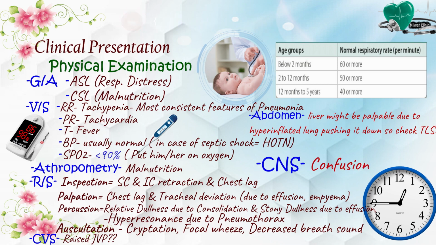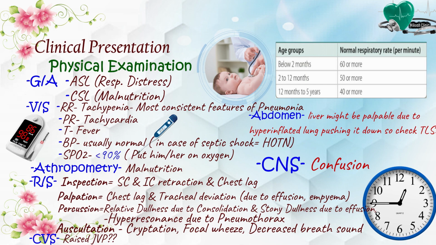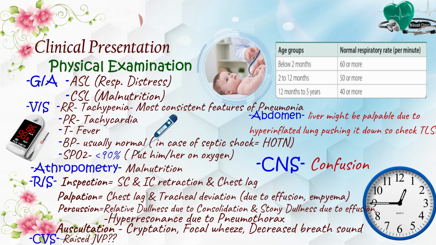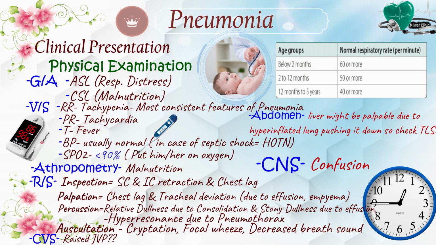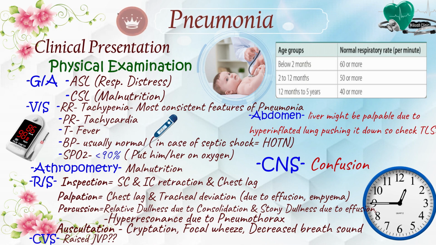On the central nervous system examination, the child may get confusion or altered mentation in severe cases of pneumonia. So these are the physical examination findings that we expect in a child presenting with pneumonia. Pneumonia is a clinical diagnosis. Underline this point. Clinically, just by sitting in your office, you can diagnose pneumonia: the presence of those symptoms, the presence of those risk factors, and the presence of one of the following physical findings.